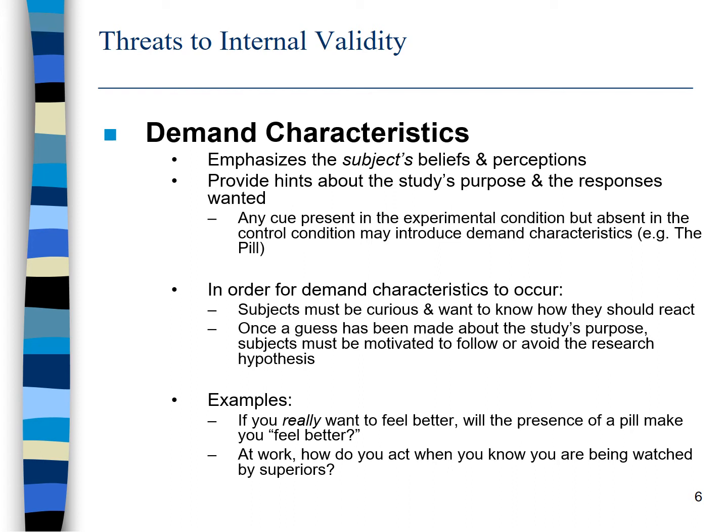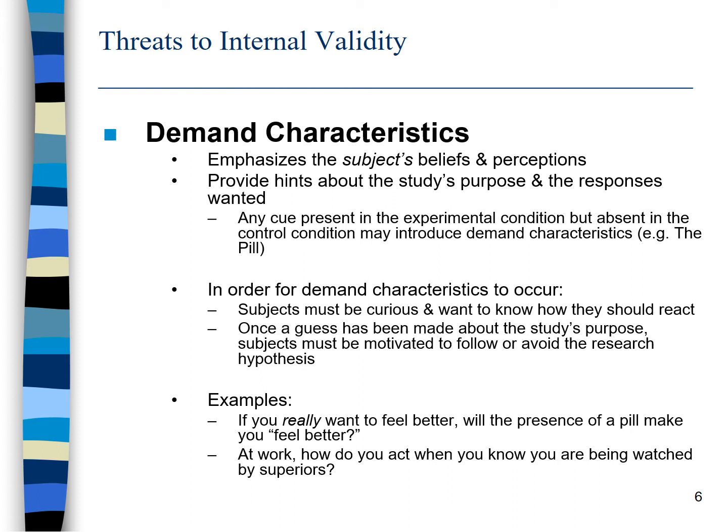So these demand characteristics are typically things that provide hints about the study's purposes and the responses that are wanted. So in the classic sense, we say any cue present in the experimental condition but absent in the control condition may therefore introduce demand characteristics. So I say the pill. What do I mean by that?